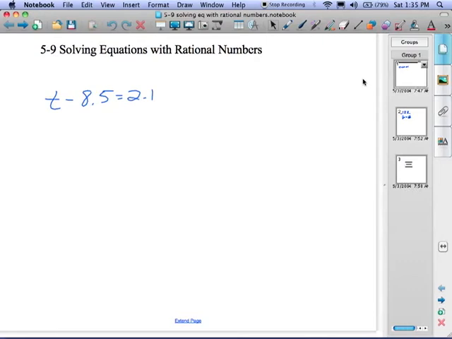5-9, solving equations with rational numbers. This is the reason we did this chapter. You worked on solving equations earlier this year with basic numbers at the end of chapter 1. We did it again in chapter 2 when we introduced integers. Now we're going to introduce not only basic numbers and integers, but we're going to introduce fractions and decimals.